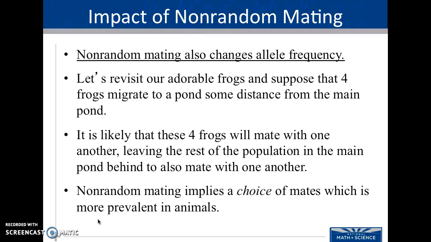The impact of non-random mating. So this is going to be artificial selection. Non-random mating can also change allelic frequency. Basically, if we think back to our frogs, and if we suppose that 4 frogs migrated from some distance to the main pond, it is likely that the 4 frogs will mate with one another, but not mate with that larger group of species. Non-random mating implies a choice of mates that results in certain genes staying within a group.